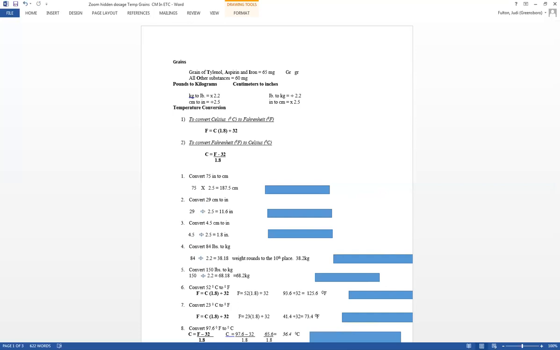I just want you to look at it tonight, chew on it, and try to memorize that grains of Tylenol, aspirin, and iron equals 65 milligrams. All others equal 60. And then remember the formula for kilograms to pounds. The same number, 2.2. Know when to divide or multiply. When you're going from pounds to kilograms, you divide. From kilograms to pounds, you multiply. Then centimeters to inches, divide by 2.5. Inches to centimeters, times 2.5. And remember your conversion.